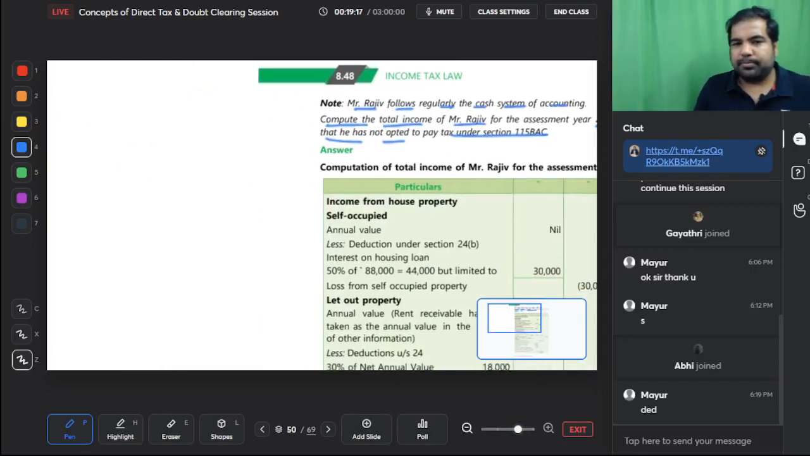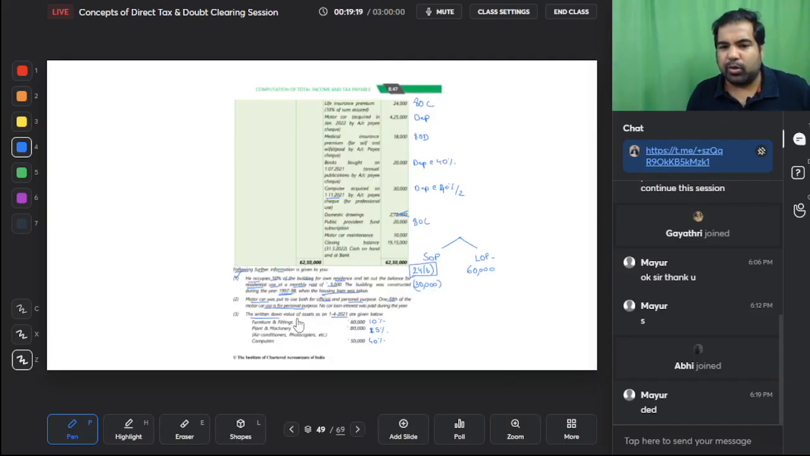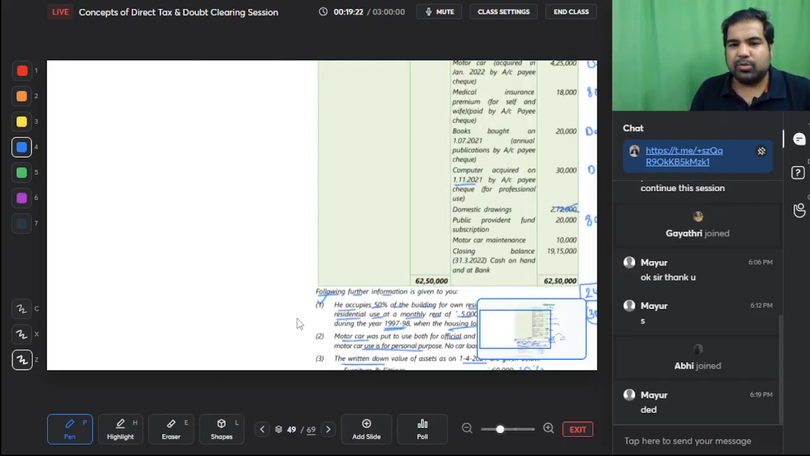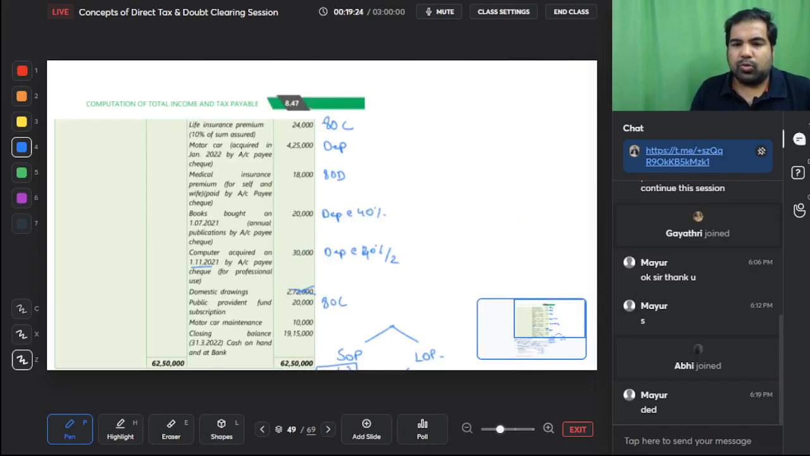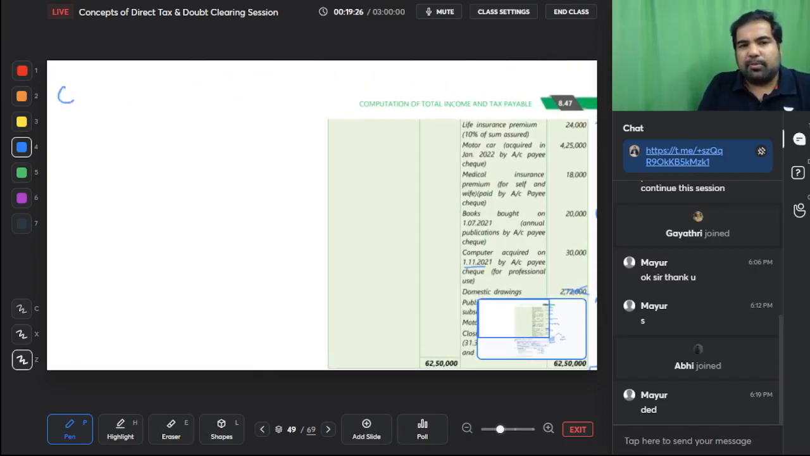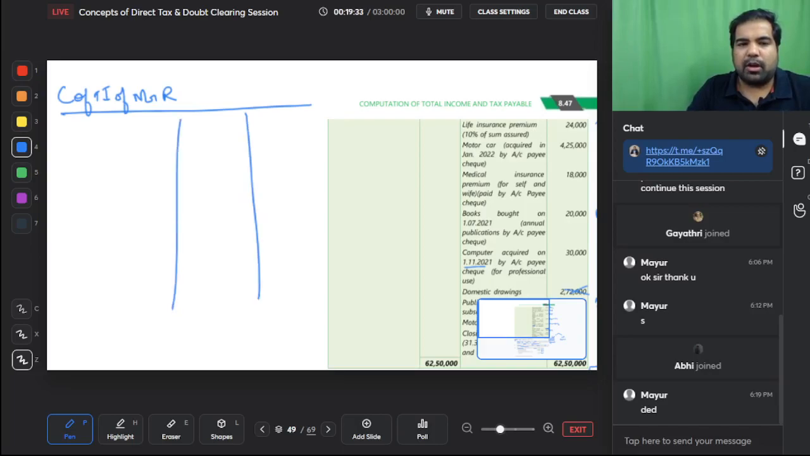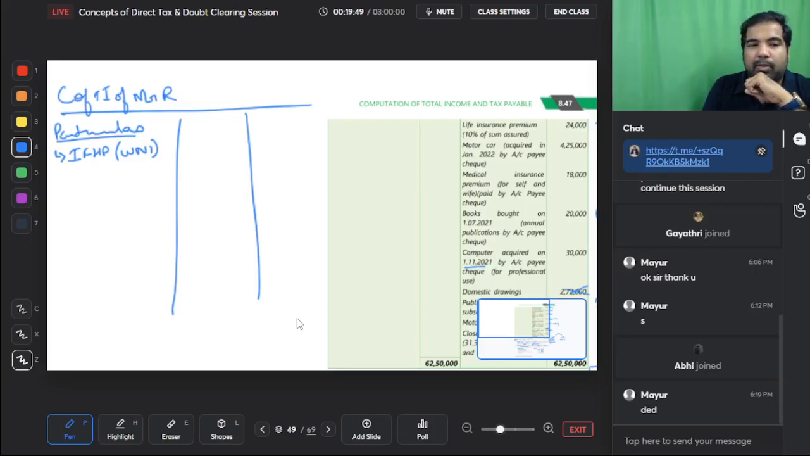Compute the total income. I'm going to start computing the total income very nicely. Let's do this. So wherever I have more space, yes, computation of total income of Mr. Rajiv for the year, etc. This is amount and particulars. If you don't want to cramp up your table here, you know he does not have any salary, so don't write it. You know he has income from house property, so you can write working note 1 and you can add the final amount here.